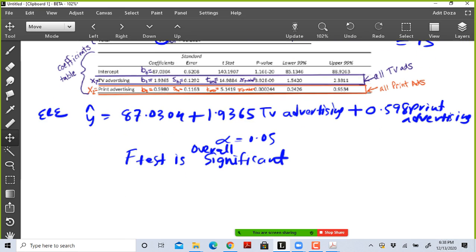Okay, and what are t-tests? T-tests are like individual significance. So individual significance here means whether x1 and x2 are significant individually. The p-value is very small, so both of these slopes are significant, right? Slopes of TV. So yes.